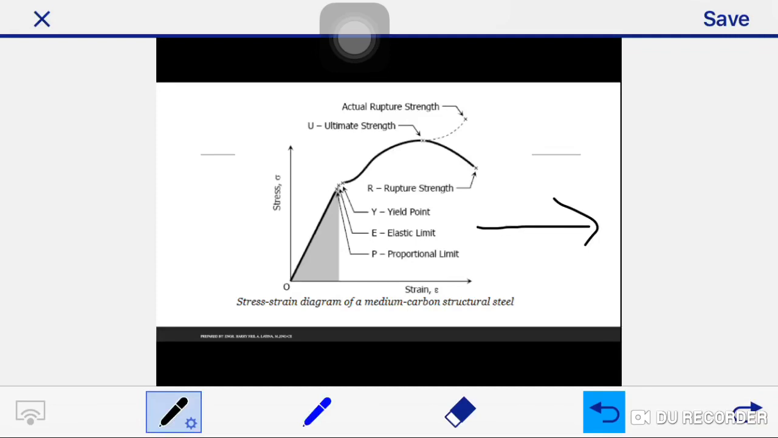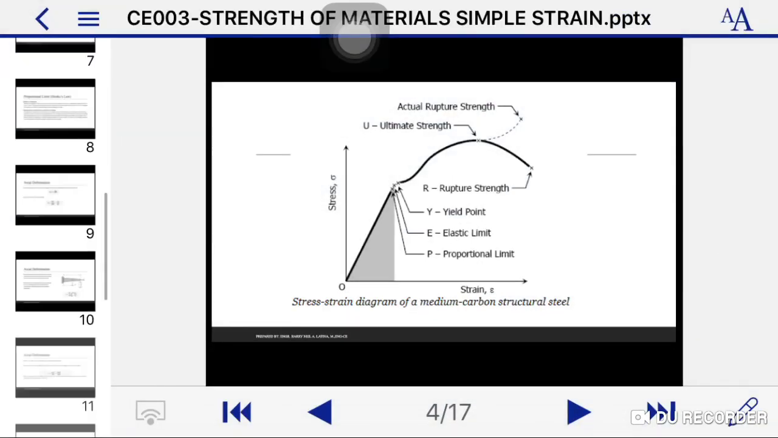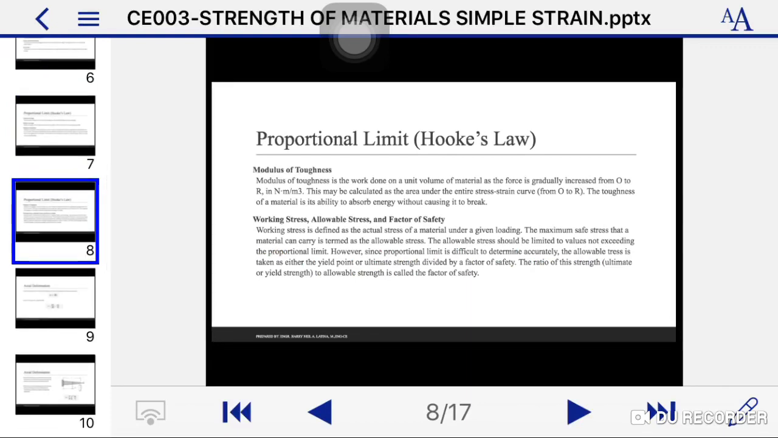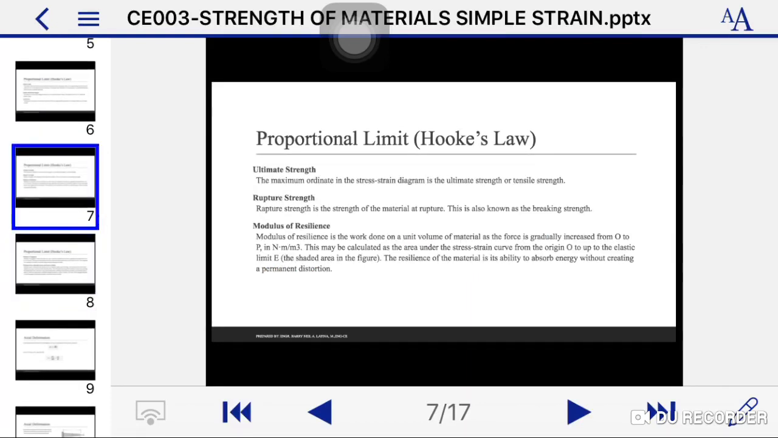So for the modulus of resilience, is the work done. So break tayo sa ano. Modulus of resilience is the work done on a unit volume of material as the force is gradually increased from 0 to P in newton per meter divided by cubic meters. So this may be calculated as the area under the stress strain curve from origin O up to the elastic limit E, the shaded area in the figure.